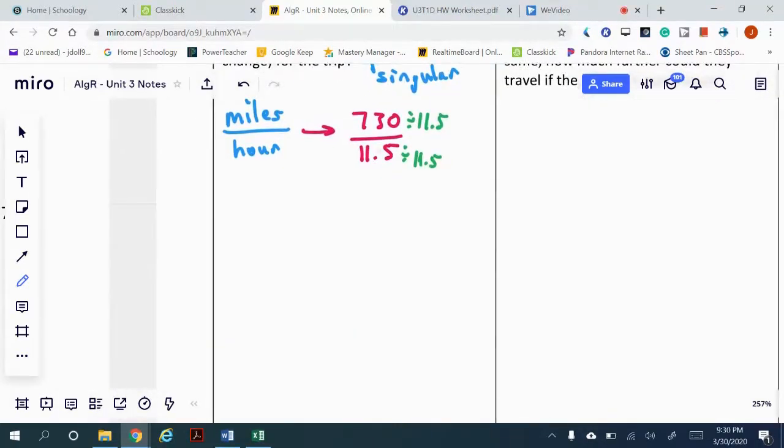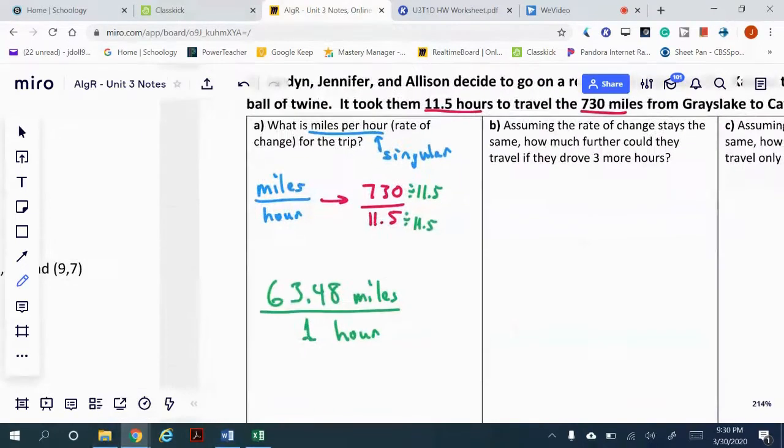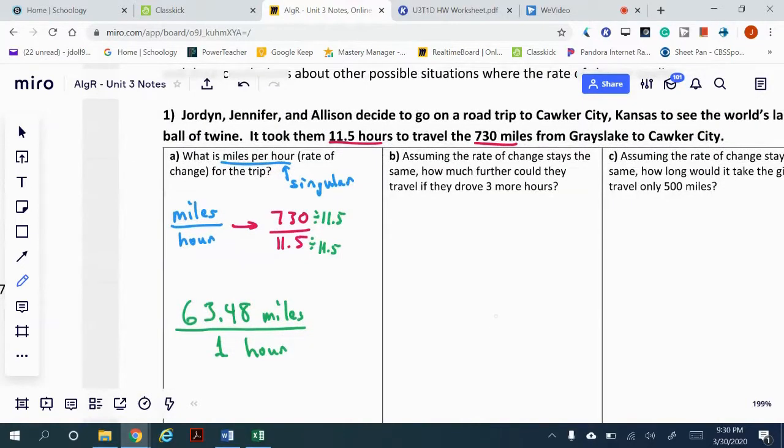You're going to get decimals. You're going to get some numbers that don't work out nice and neat, and that's okay. Let's round to 2 decimal places, and what we would find is that we would get 63.48 miles per 1 hour. That is the rate of change, the miles per hour that these 3 young ladies had during their trip.